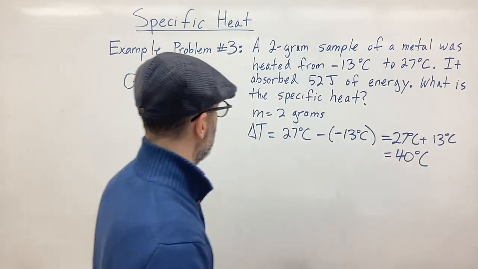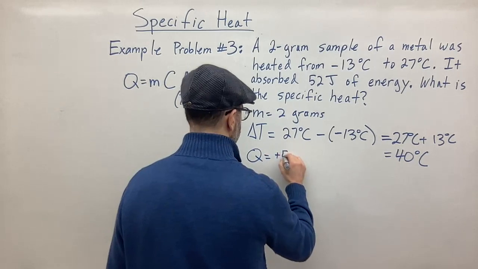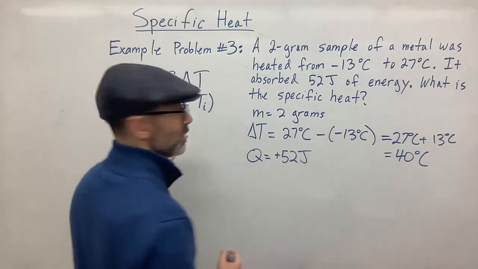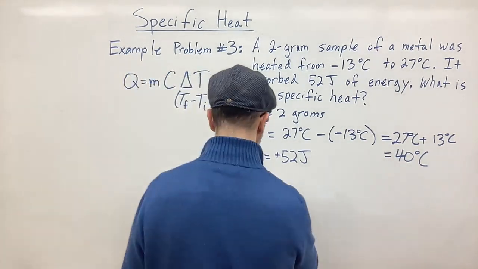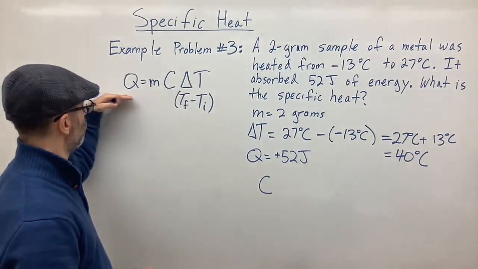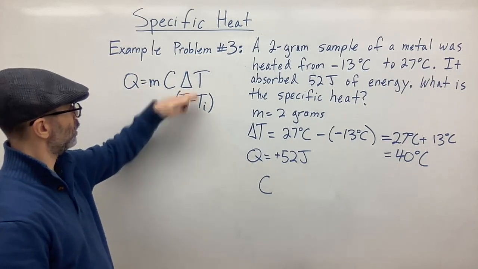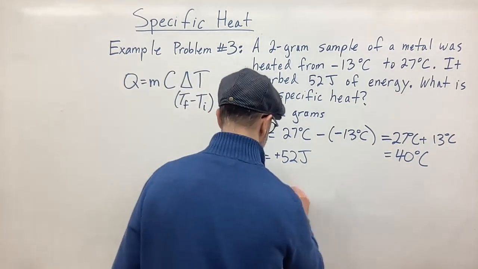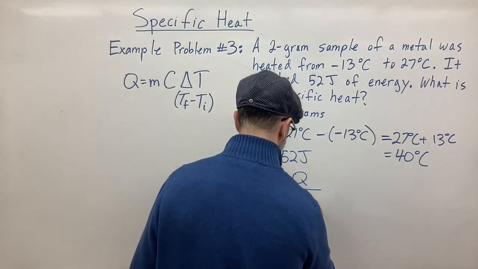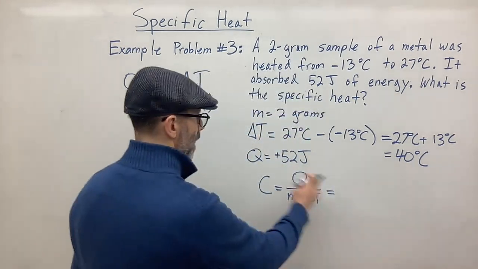And then, of course, our Q value again is equal to a positive 52 joules because we're absorbing energy. Now this time I'm going to solve the equation first for C. When you solve for C, you divide both sides by M and delta T, and you get Q over M delta T. So C is equal to Q over mass times the change in temperature. Now we can just plug in our values.